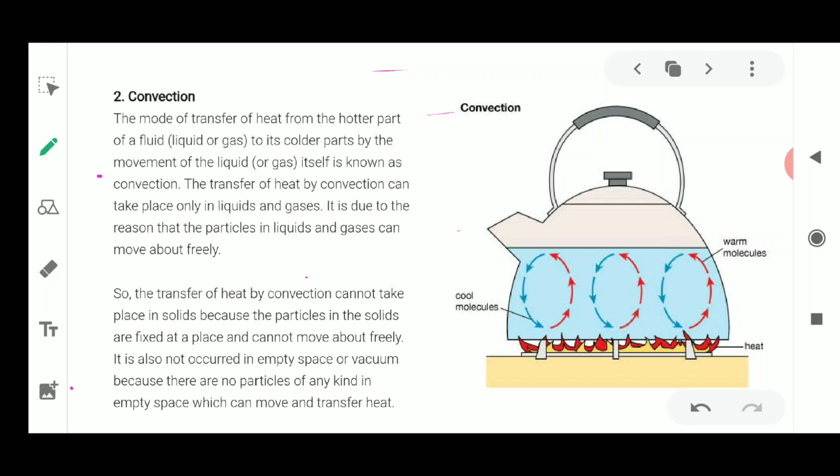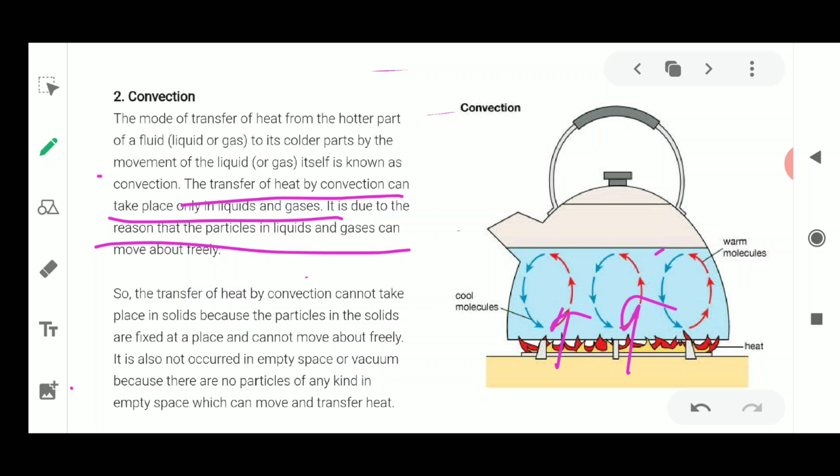Now the transference of heat remains the same. It is from the hotter region to the colder region. Please remember, this is because particles of liquids and gases can move very easily. So please remember why convection takes place. It takes place because liquids and gases can move easily, as their molecules have space in between.